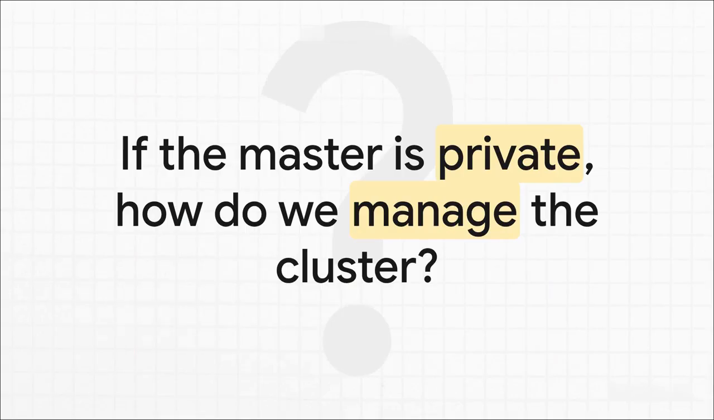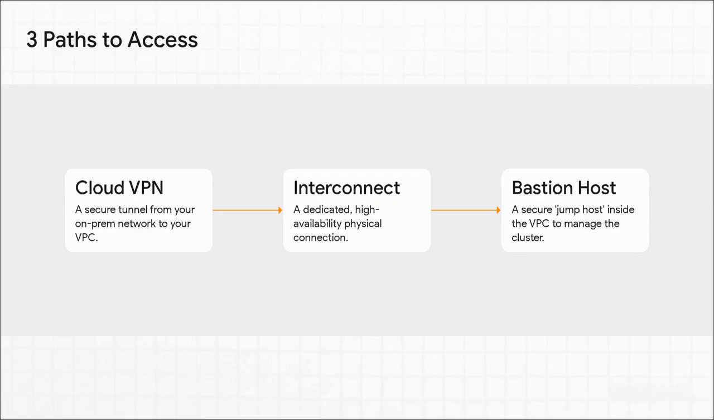But wait a second. This creates a new problem, doesn't it? If we can't access the master endpoint from the internet, how on earth do our engineers or our CI/CD systems run kubectl to manage the cluster? It's a great question. And thankfully, there are some well-defined, very secure paths to get in. The first one is Cloud VPN. It creates a secure tunnel from your on-prem network straight into your Google Cloud VPC. For higher bandwidth, there's Cloud Interconnect, which is a dedicated physical connection. And finally, a really common pattern is the Bastion host, a single hardened machine inside the VPC that you connect to first, and from there you can jump to manage your private cluster.